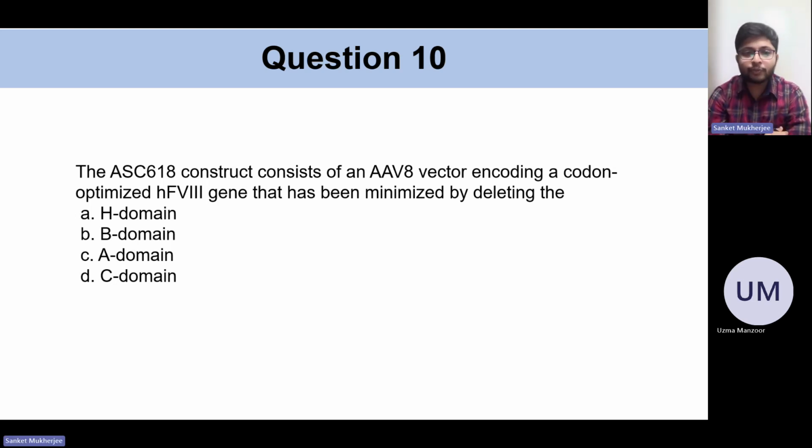Okay, so the answer to this question would be B domain. So we have already discussed that B domain is involved.